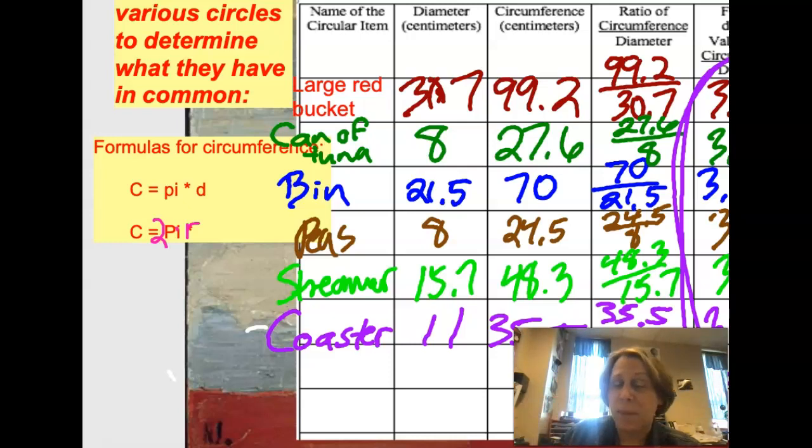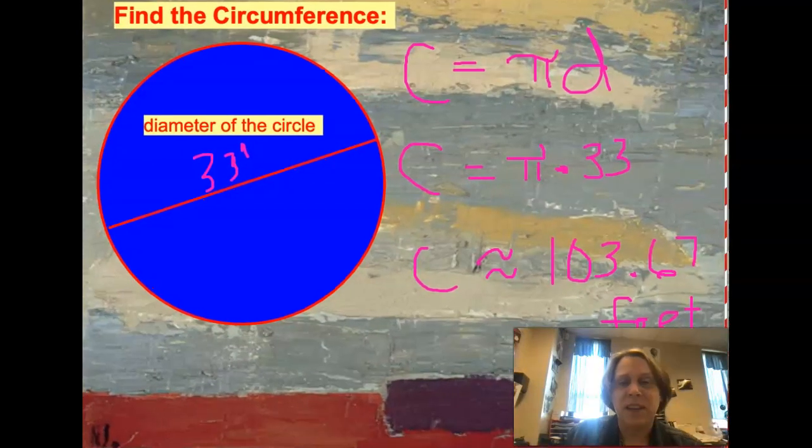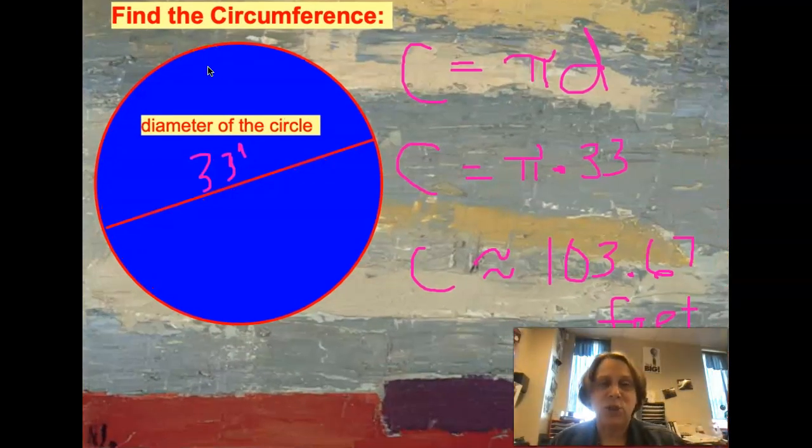So we're going to use these formulas today. These are formulas that mathematicians have figured out to make our lives easier as we're calculating circumference. What is circumference? Hopefully you're saying in your mind, distance around the circle. All right. Let me move this over. Hopefully this is one you didn't have too much trouble with. We have the diameter of the circle here, 33 feet. Because I'm given the diameter, I'm going to use pi times diameter. So C equals pi times 33.